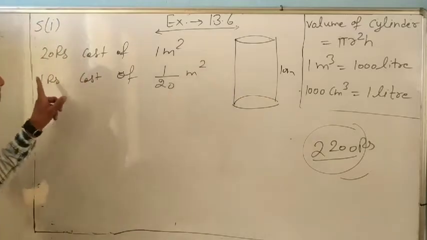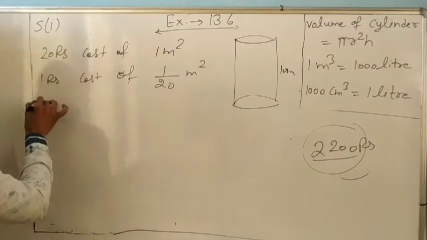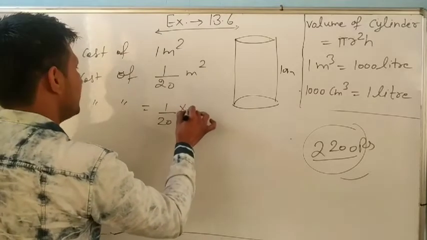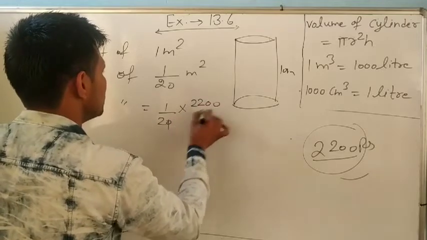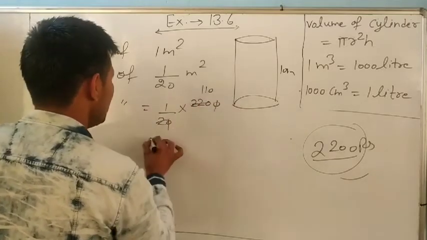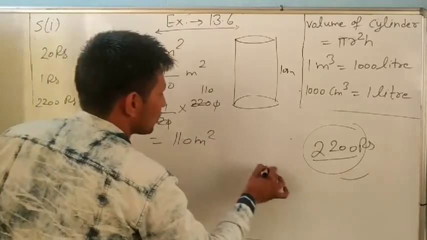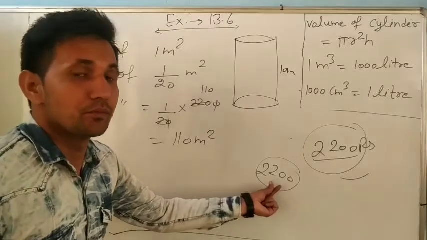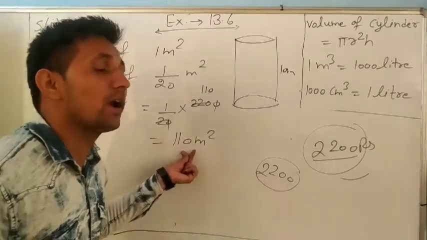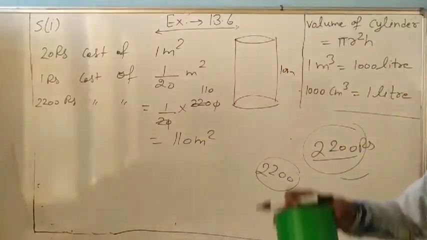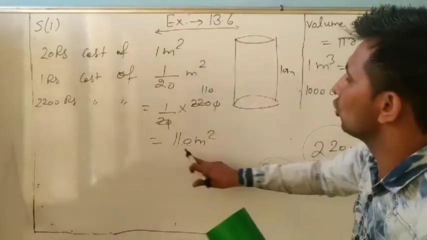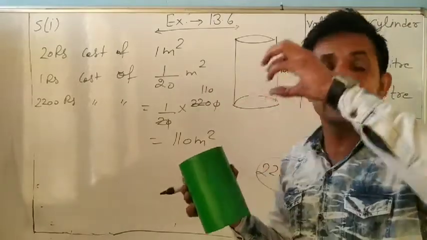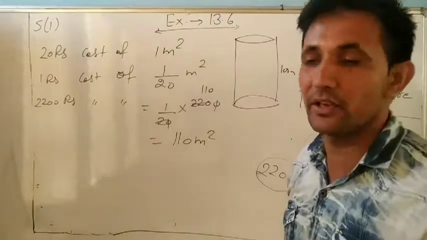Always first we will find the value of 1 unit. So 2,200 rupees is for how much area? I'm telling you, the total cost of painting is 2,200 rupees. So the total cost is equal to the total curved surface area of the cylinder.